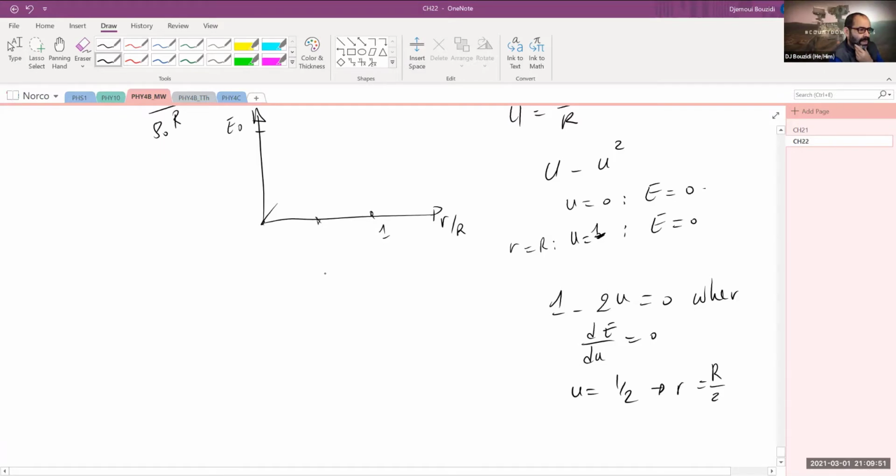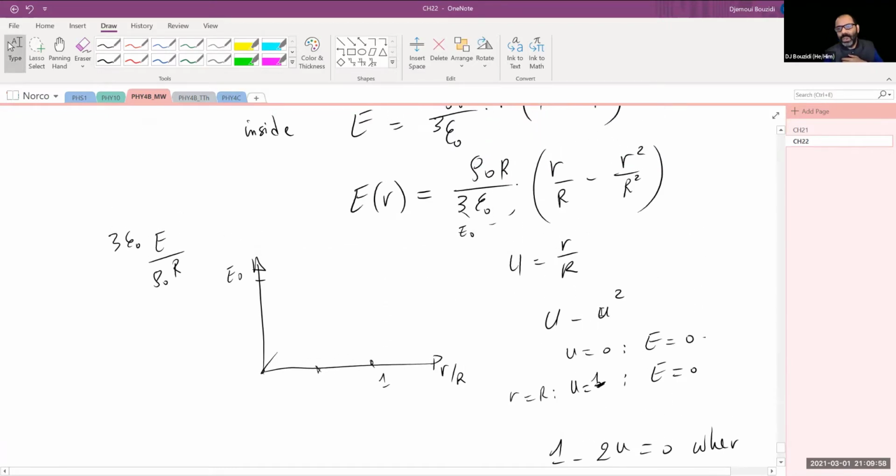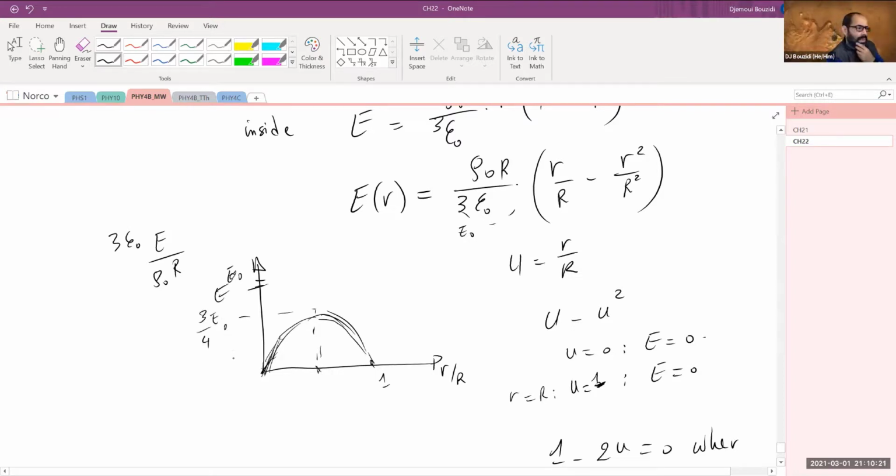How do I know if it's a maximum or minimum? First of all, I can check its value. At that point, I will have 1 minus 1/2 squared, which is 1/4, so it's going to be 3/4 of E naught. It's a positive value in this case. Actually, it's a parabola. So if this were E naught, this is actually 3/4 of E naught. That is basically the value when it's maximum.